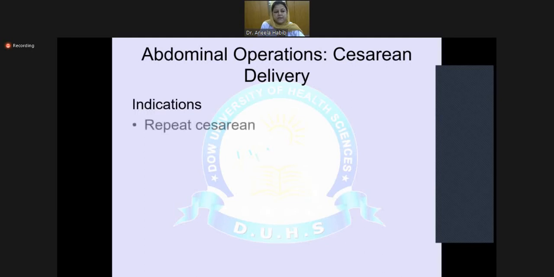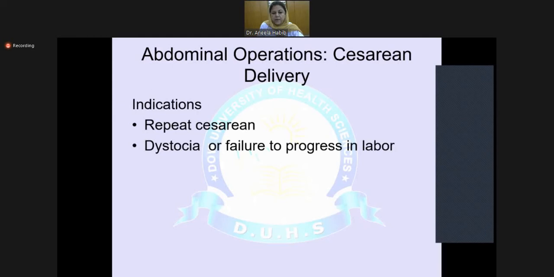The indications are like repeat cesarean section, and sometimes dystocia or failure of progress in labor. You are making a partogram, and according to the partogram, the patient is having good uterine contractions, but the labor is not progressing and the baby is not descending. Then you need to do a cesarean section.